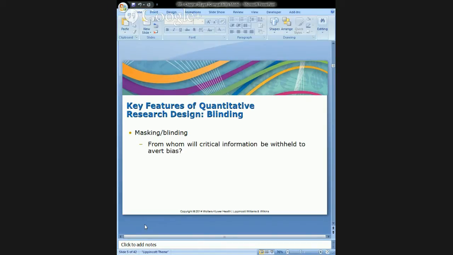Okay, the next feature that we're going to talk about is blinding. And this is basically withholding information from someone in the study to avert bias. So let's go back to our example of caffeine and heart rate. Say that we have two groups of people, and we're looking at how caffeine affects heart rate. And so we check their heart rates, and then we give them all a cup of coffee. We have 10 people, we give all 10 people a cup of coffee. And then we check their heart rates again afterwards.